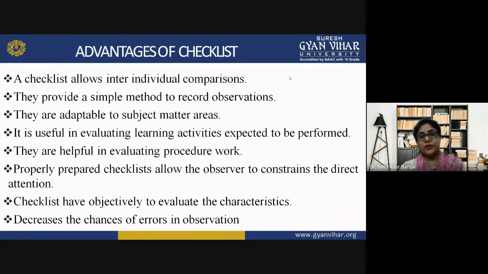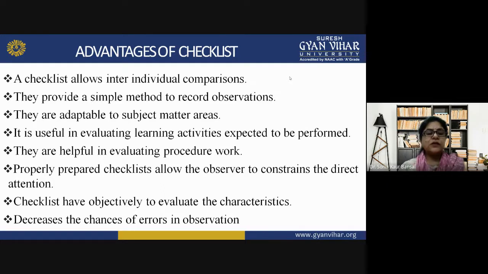When you are teaching your students and now it is time to perform, of course it is also time to do evaluation. So learning activities are evaluated well in that way, and checklists are helpful in evaluating procedural work also. Properly prepared checklists allow the observer to constrain the direct attention. If I have prepared my checklist properly, it is not going to distract my respondents, and the respondents are going to give responses very fast.